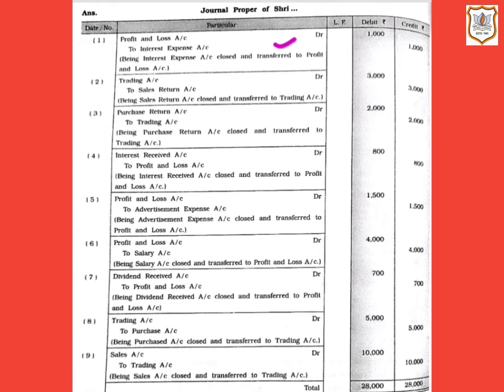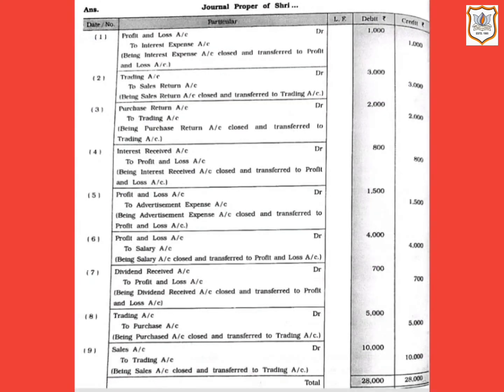So here interest expense account will be credited by rupees 1000, and as we are transferring it to profit and loss account, there it will be shown on debit side. So profit and loss account will be debited by rupees 1000 as interest expenses and indirect expense. That's why it will be transferred to profit and loss account. Now here we will write narration, being interest expense account closed and transferred to profit and loss account.